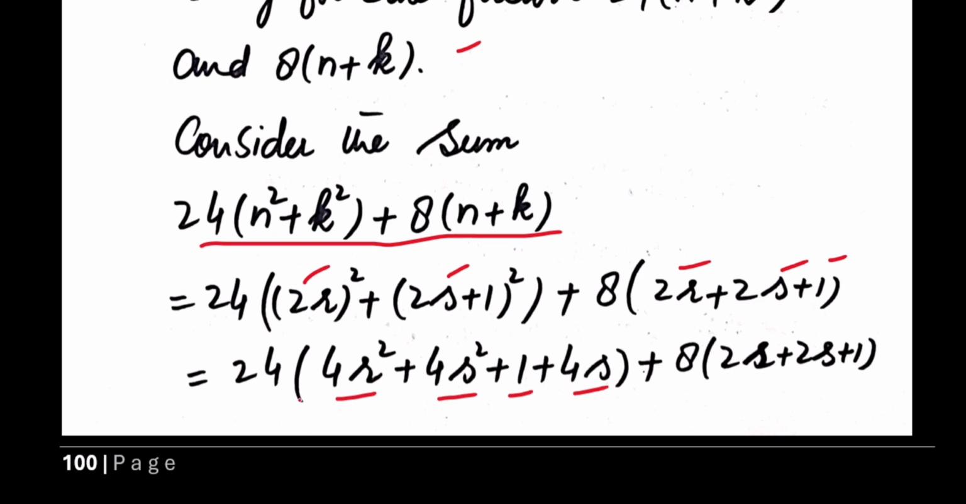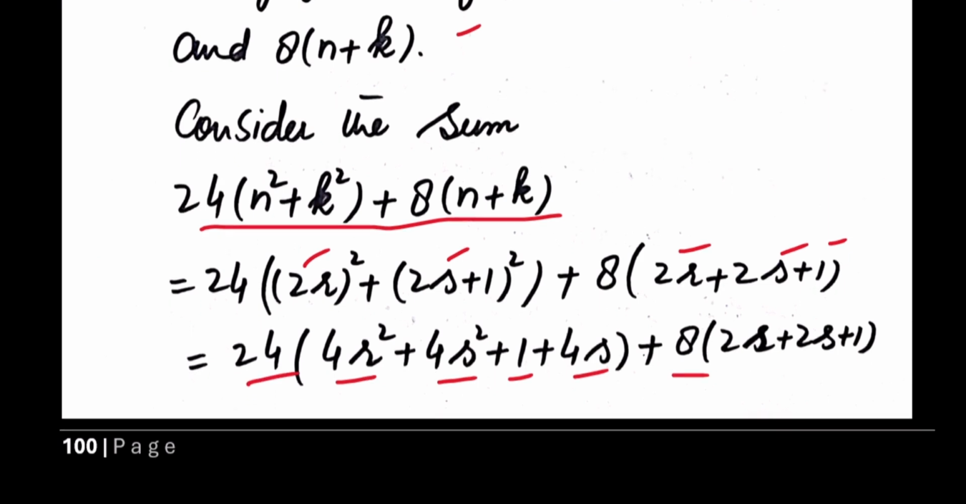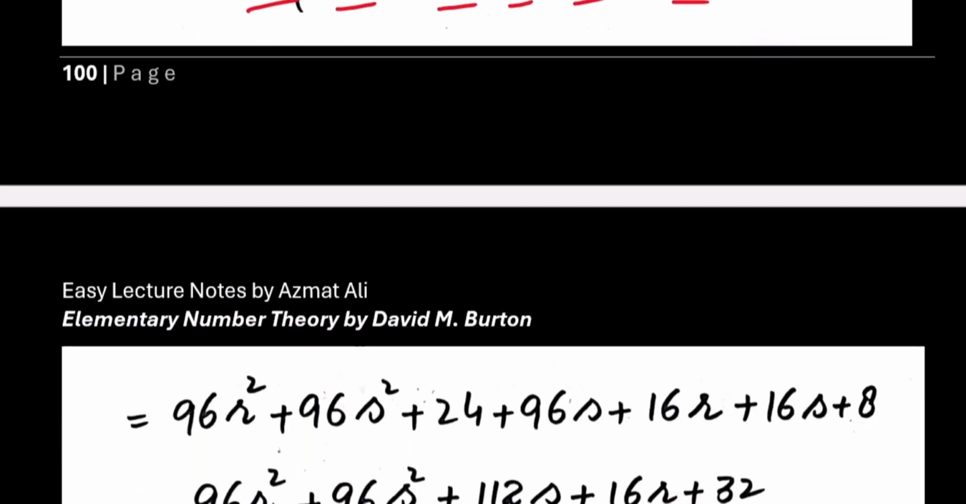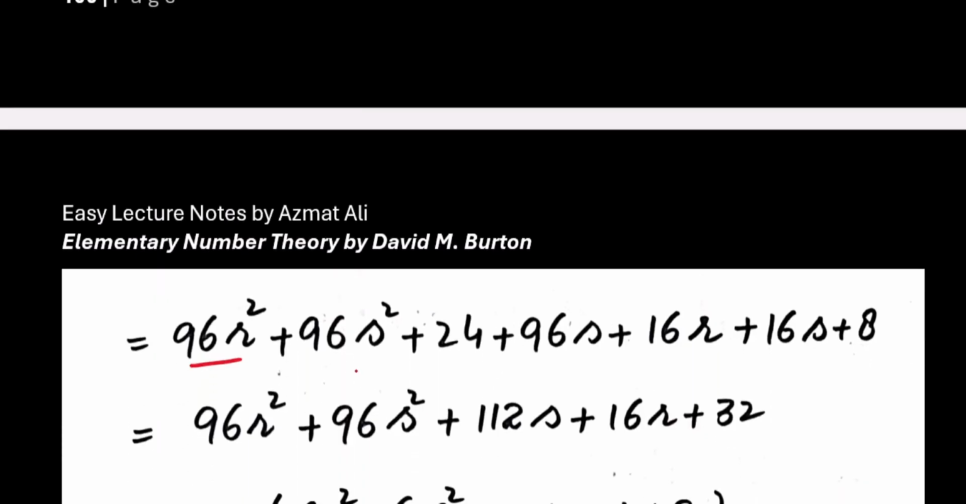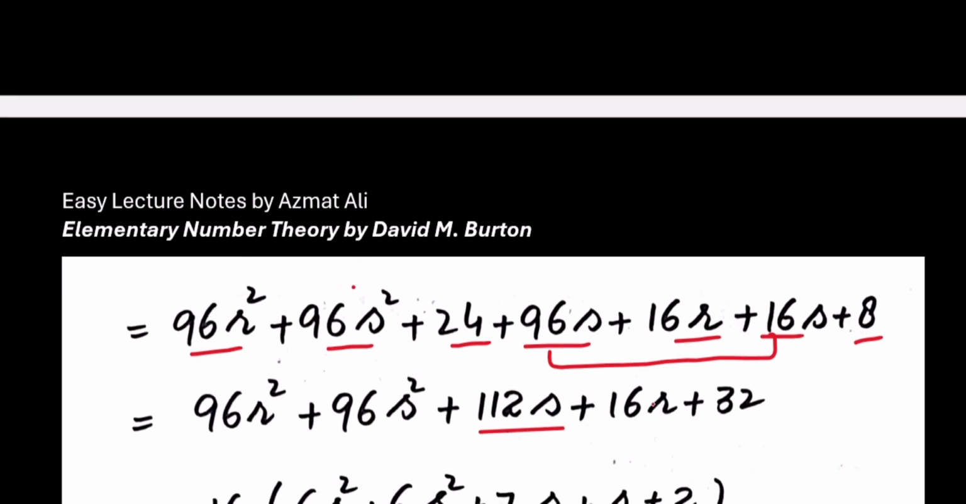next we multiply by 24 and 8, and after expanding these brackets we have 96r square plus 96s square plus 24 plus 96s plus 16r plus 16s plus 8. 96s and 16s, these two terms have the sum 112s, and the remaining terms are the same. Next 24 plus 8 is equal to 32.